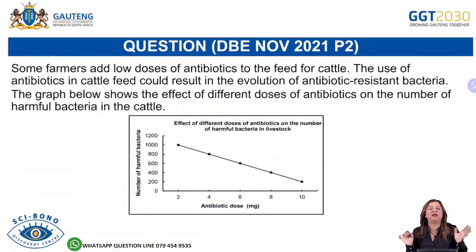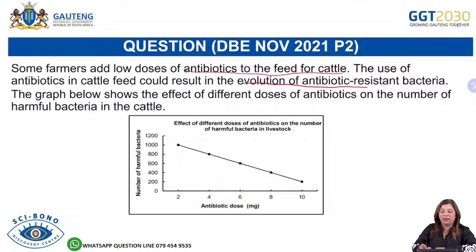So you already know how to do this question if you've been listening to me. Let's read. So this was in the 2021 paper. Some farmers add low doses of antibiotic feeds to their cattle. The use of antibiotic in cattle feed could result in the evolution of antibiotic-resistant bacteria. So what are they doing? They're putting antibiotics in the cattle's food.